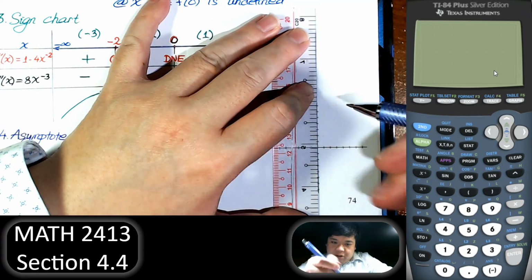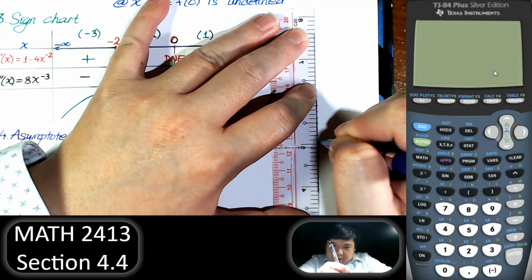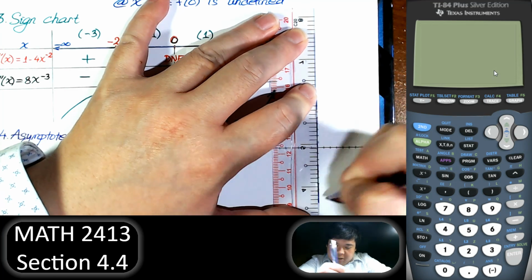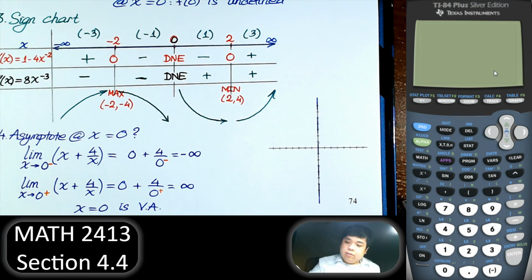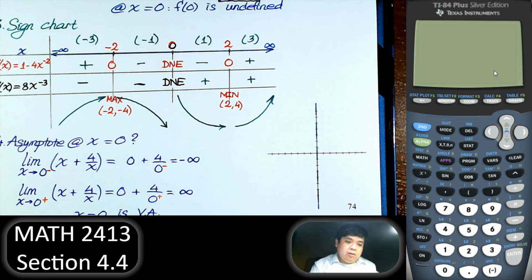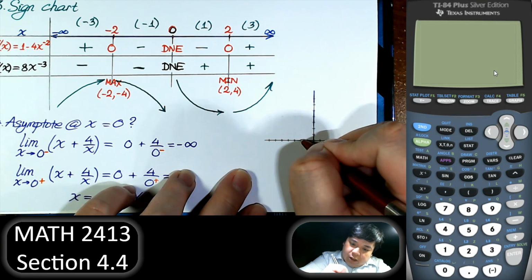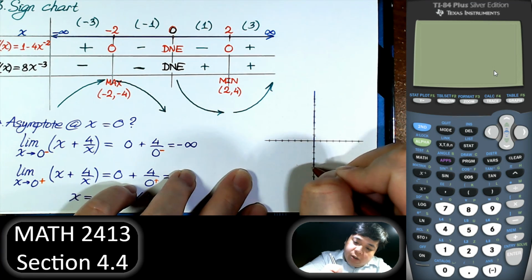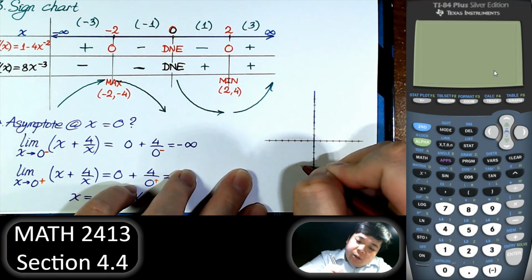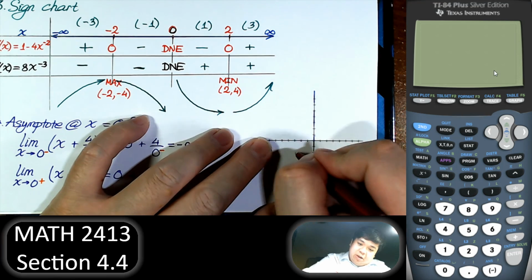So, next. Let's plot the points. The maximum: negative 2 and negative 4. We know it's a maximum, right? So it's a maximum.